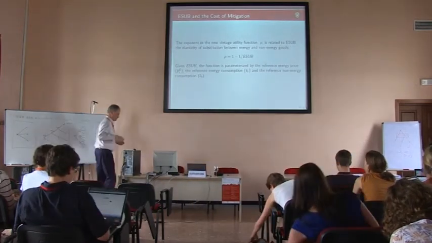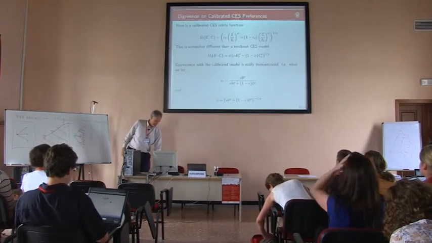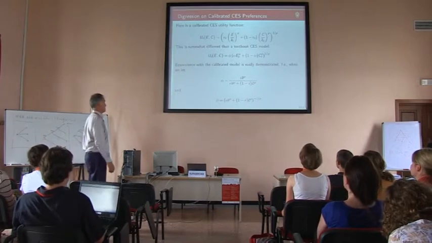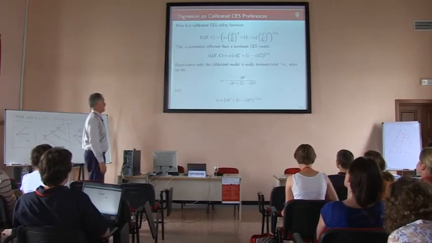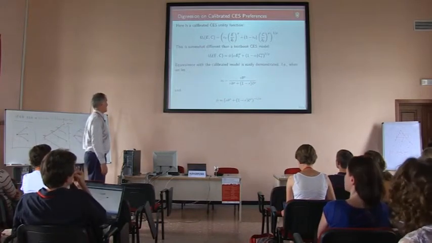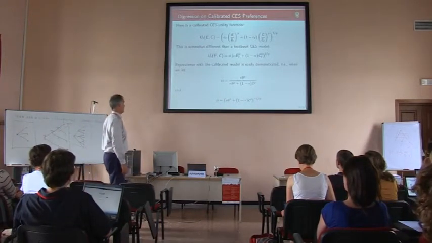So this is ESUB. We've talked a little bit about the elephant and the rabbit. The utility function in this model is calibrated. So I take E bar as the base year energy demand, C bar is the base year consumption, non-energy demand, epsilon sub t is the energy value share.